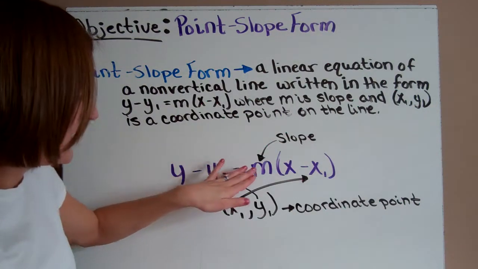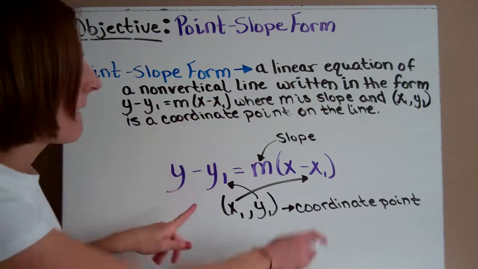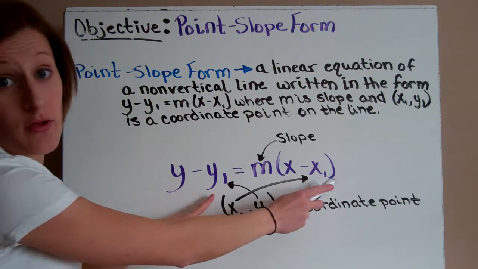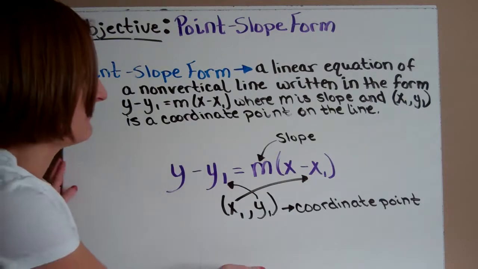Y minus y1 equals m times x minus x1. Remember, this is your slope. These two are your coordinates. So x1, y1 is your coordinate point on the line.